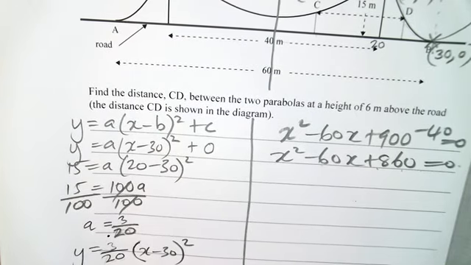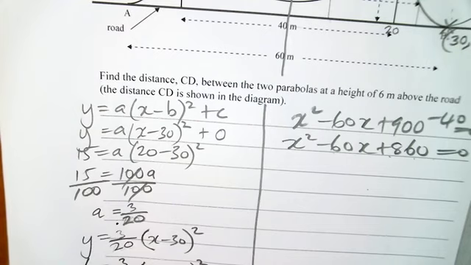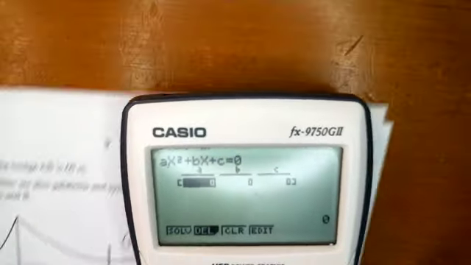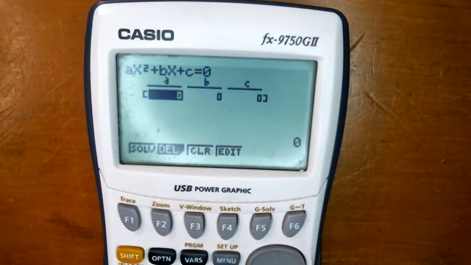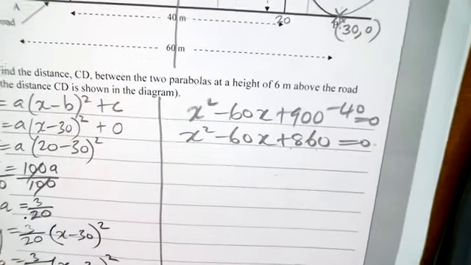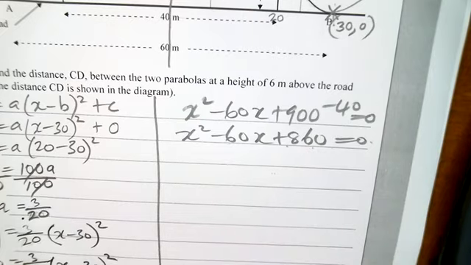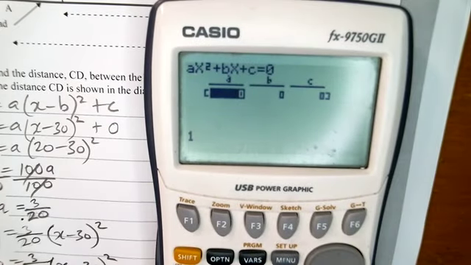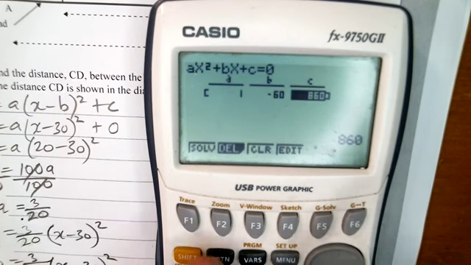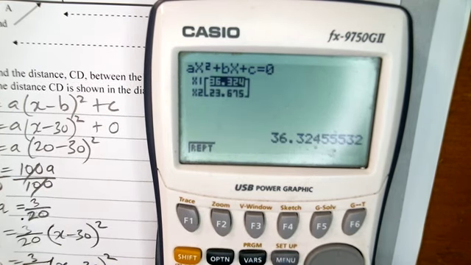And I'm actually going to cheat here. You can use the quadratic formula. You know how to do that. But I'm going to cheat. Now, you would not do this in the exam. You would actually go ahead and solve for this. But what I'm going to do is use the solver on the Casio calculator. So the coefficients here are 1, negative 60, and positive 860. And solving it, we get 36.324.